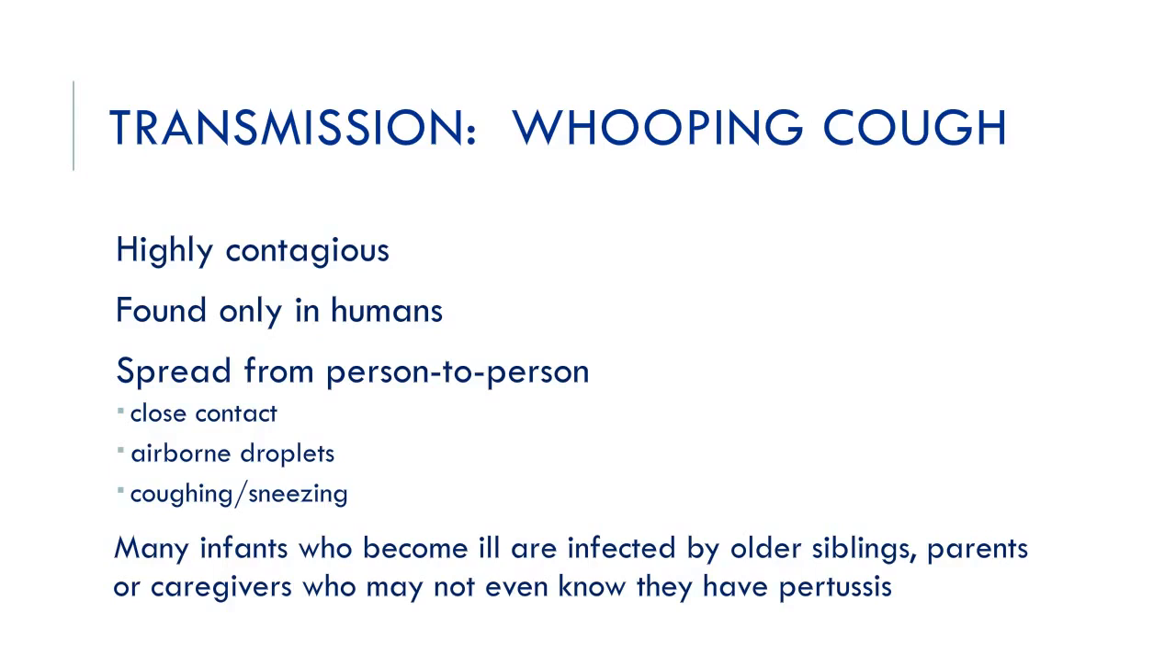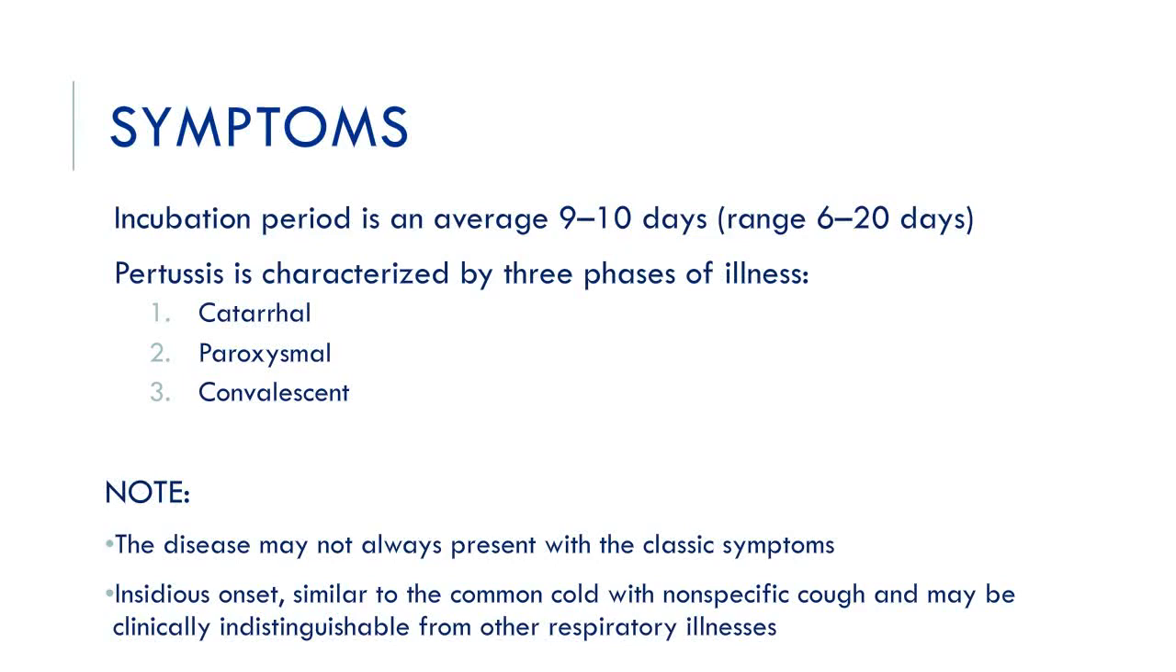Now, we know that one of our most susceptible populations are the infants who can become ill with whooping cough, and they are normally infected by older siblings or parents or other caregivers who may not even know that they have pertussis. And we'll talk about that a little more when we get to the signs and symptoms of pertussis. The incubation period for pertussis is on average 9 to 10 days, so a week to a week and a half, but it can range from as soon as 6 days up to 20 days after exposure to someone with the disease.